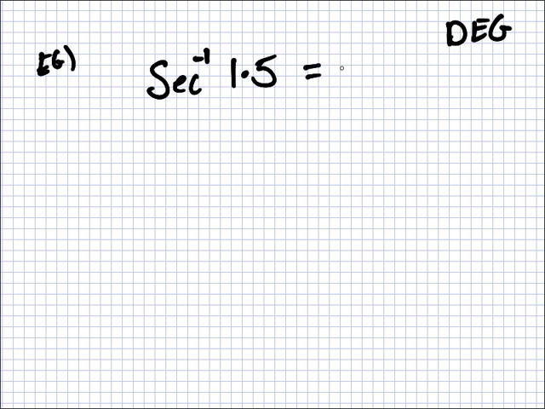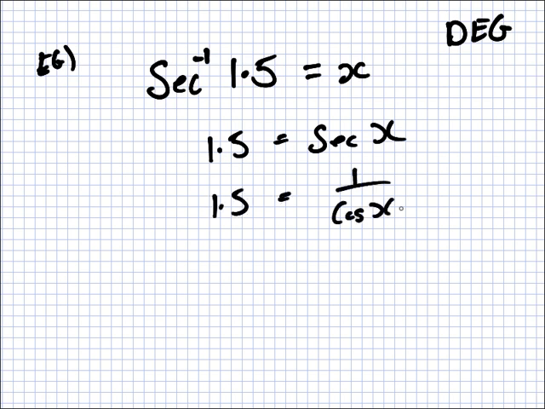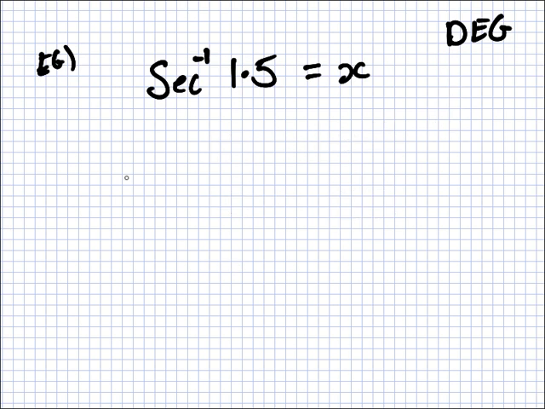You say this is equal to x. You want x. So you say 1.5 is equal to sec x. So you say 1.5 equals 1 over cos x. It's not sec minus 1, it's just sec. No minus 1 here. So what you do is you put sec on both sides.